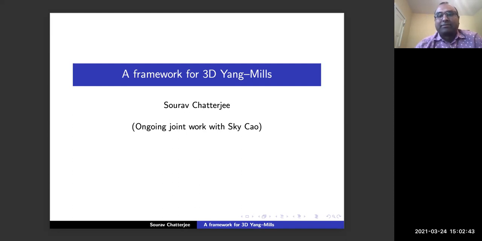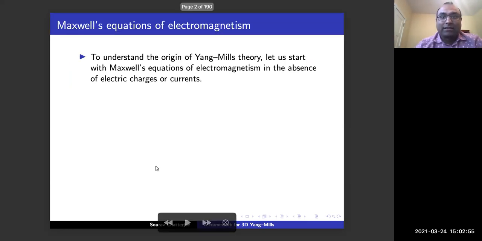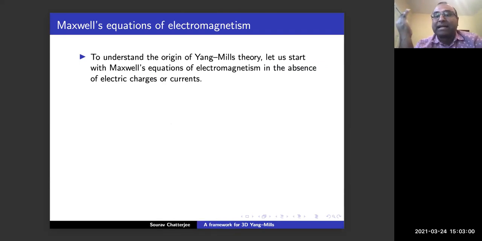So let's begin right from the beginning. I'll assume zero knowledge about Yang-Mills, but some knowledge of probability, since this is a probability seminar. To understand the origin of Yang-Mills theory, let's start with Maxwell's equations of electromagnetism in the absence of electric charges or currents.